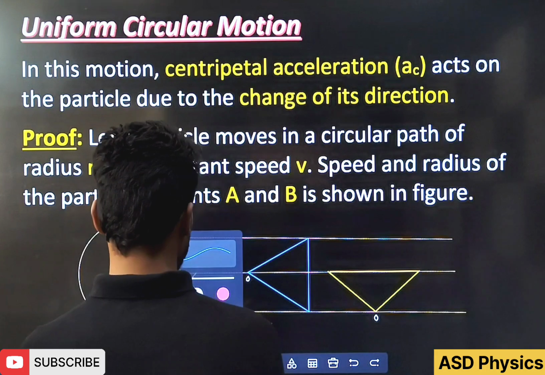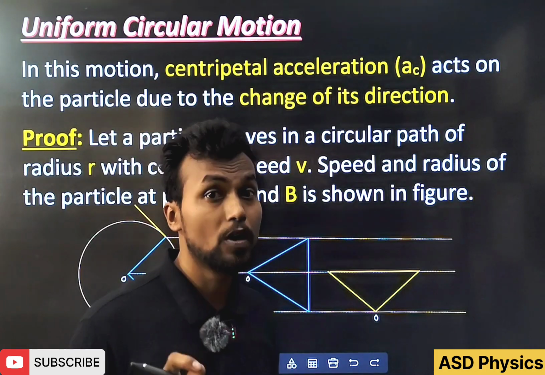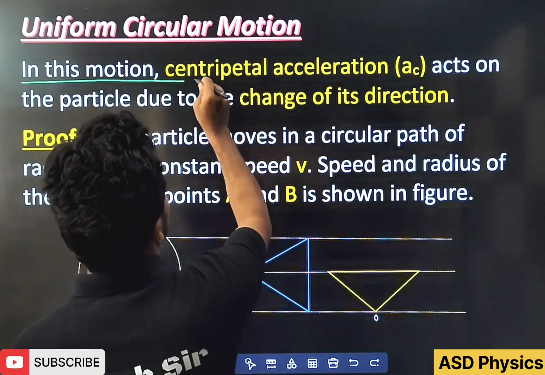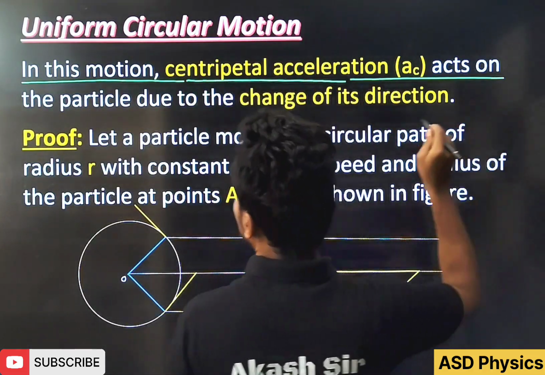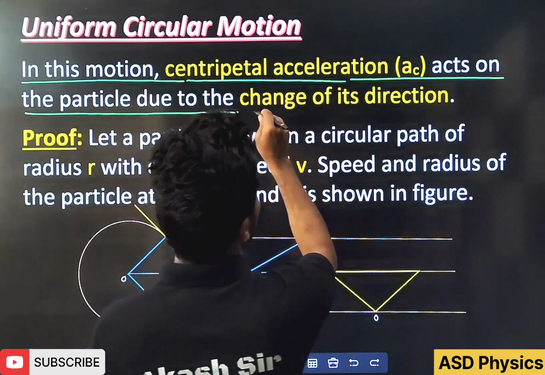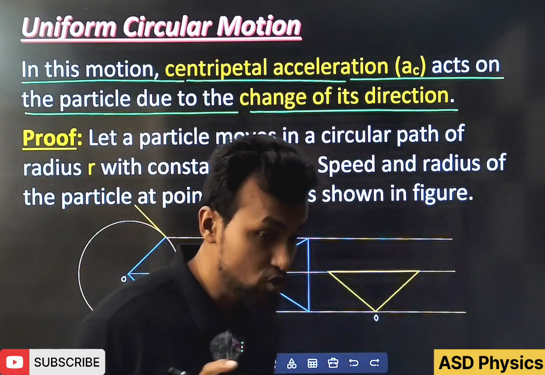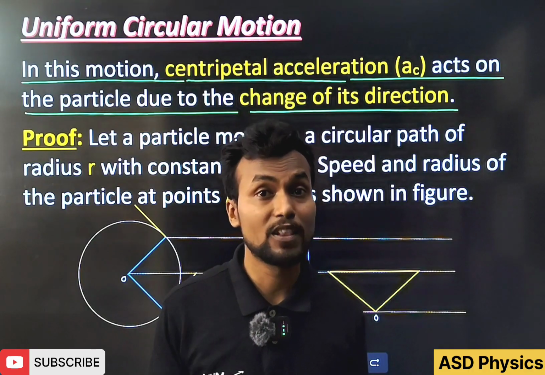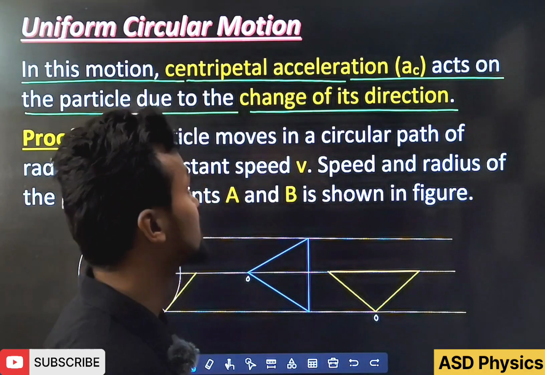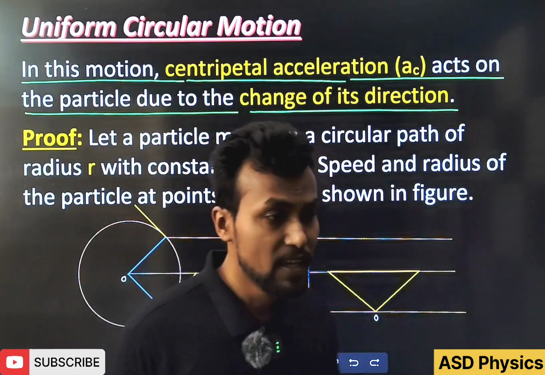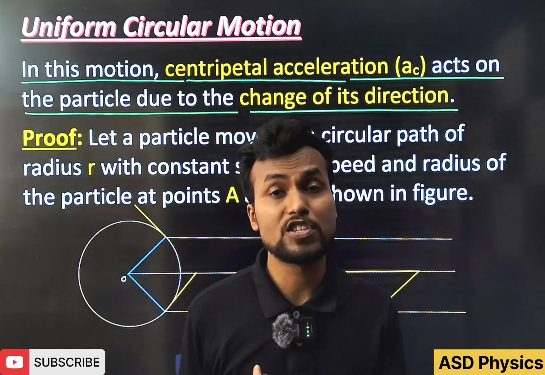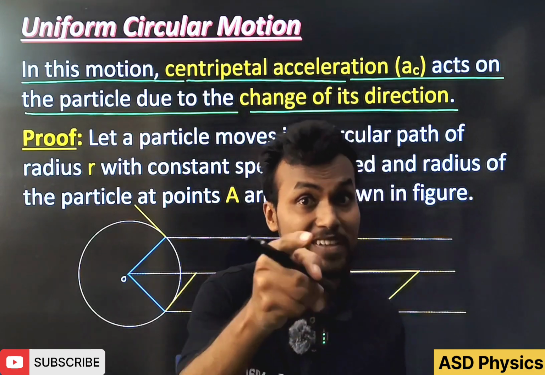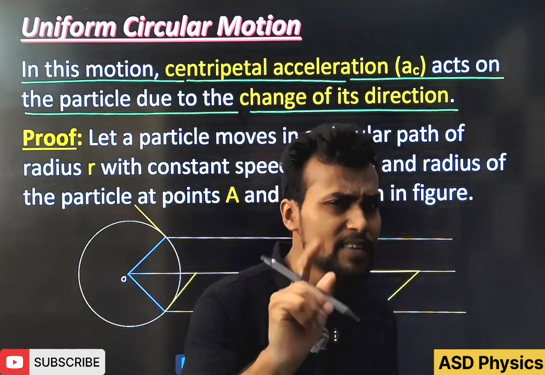Now next we will see uniform circular motion. I have told you the derivation. In this motion, centripetal acceleration acts on the particle due to the change of its direction. Due to the change of the magnitude of the velocity, there would be tangential acceleration, but again, due to the change of direction, there is centripetal acceleration. When the speed is constant, in uniform circular motion, tangential acceleration is 0. But when the speed keeps on changing, as in non-uniform circular motion, there will be tangential acceleration.